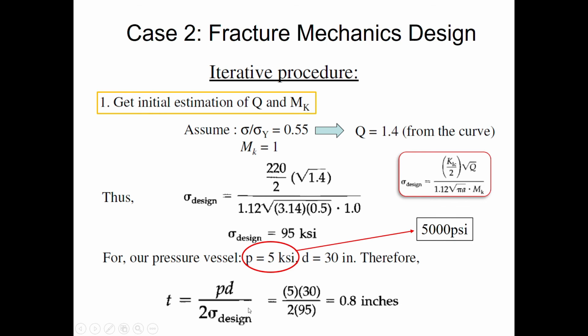Okay, for our pressure vessel, P is given as 5000 PSI, and we need to convert that to KSI for consistency in terms of unit. So P is actually 5 KSI and D equals 30 inch. Therefore, we substitute the value that we get from the sigma design to here, P as 5 and D as 30. We get the first iteration, T equals 0.8 inches.